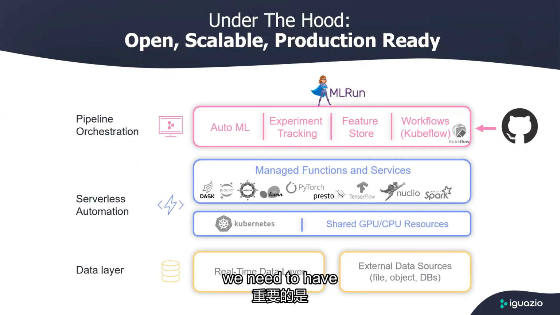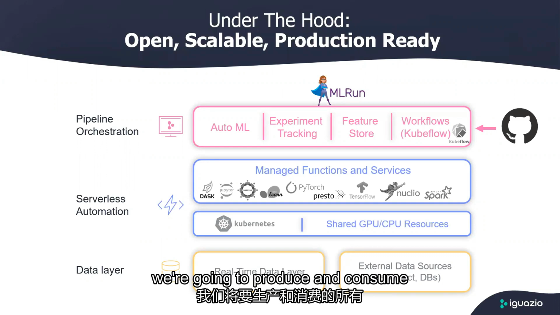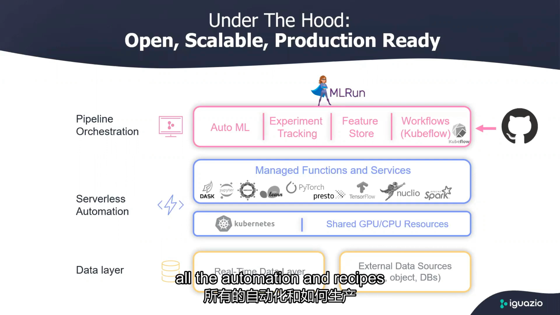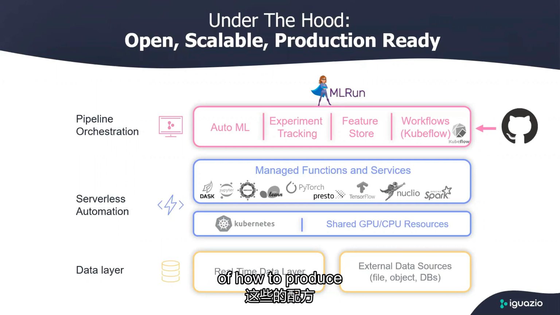On top of it, we need to have a set of higher-level tools for AutoML, for example, to automate this workflow of training, to automate this workflow of feature selection. Also, we need to have experiment and run execution tracking. So everything that we do has to be tracked automatically. We don't want to have manual work around it. We want to have a feature store. A feature store is a concept where all those features that we're going to produce and consume are managed in one place, including all the automation and recipes of how to produce those.